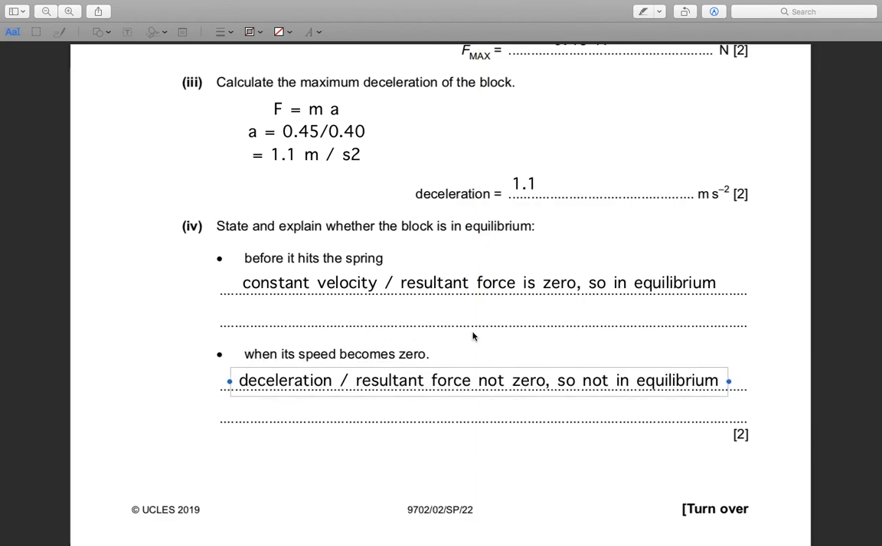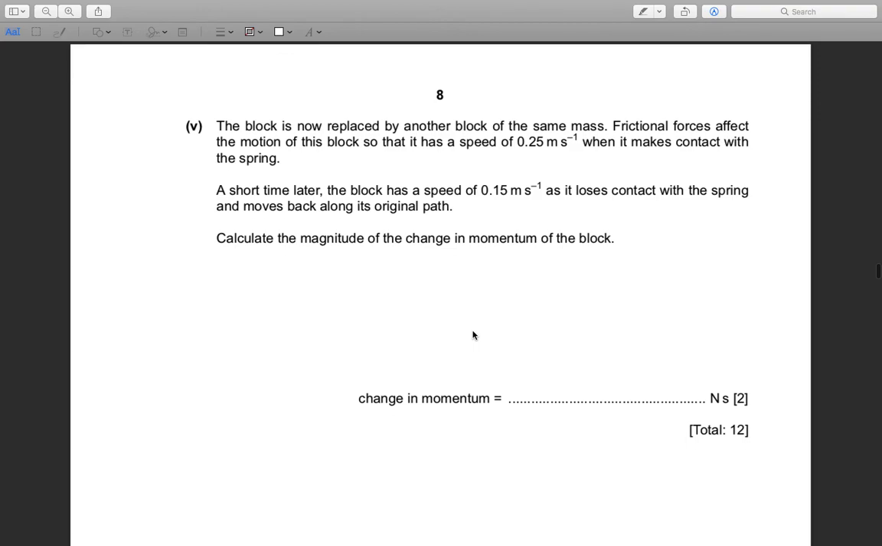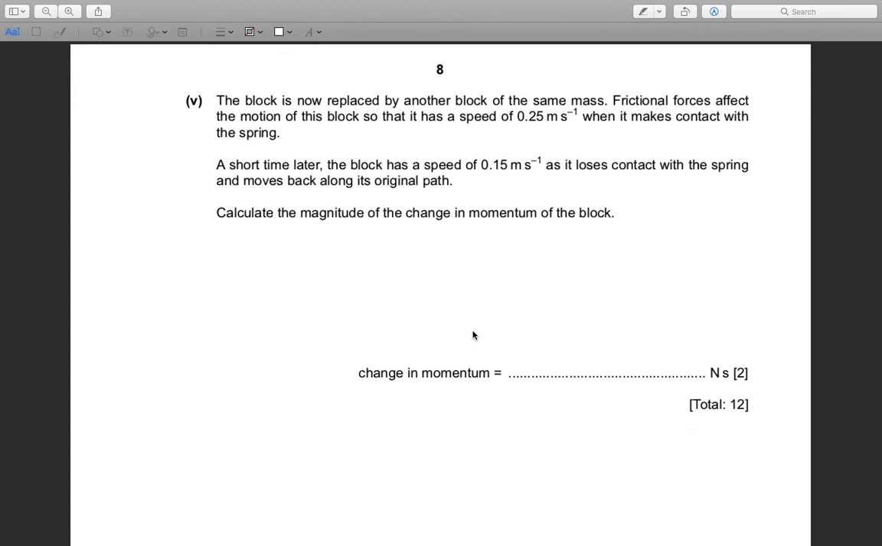Okay, we continue to the next number. Part V. The block is now replaced by another block of the same mass. Frictional force affects the motion of this block so that it has a speed of 0.25 meter second minus 1 when it makes contact with the spring. A short time later, the block has a speed of 0.15 meter second minus 1 as it loses contact with the spring and moves back along its original path.